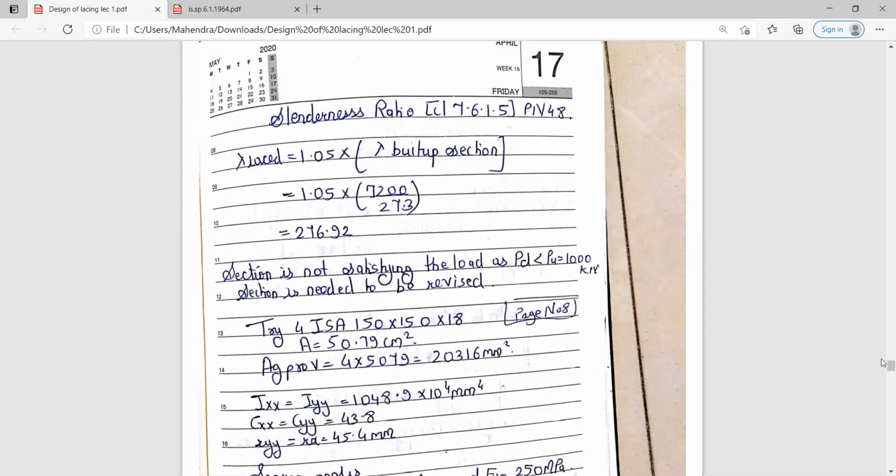The PD that you had calculated: after calculating lambda laced, you need to calculate the value of PD. So it will be less than the PU. So here your design section is not safe. So you need to revise the section.